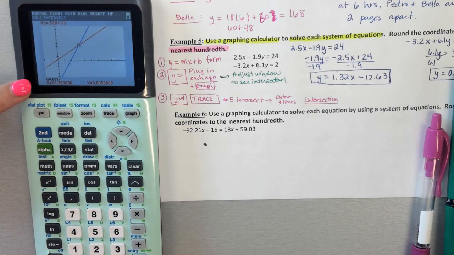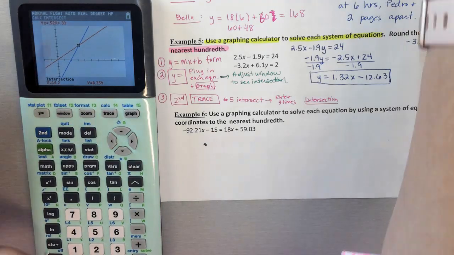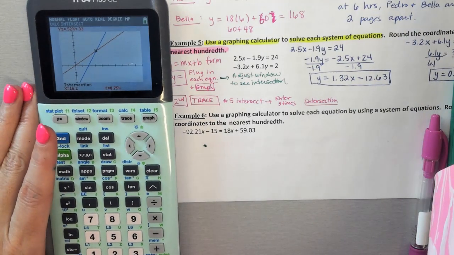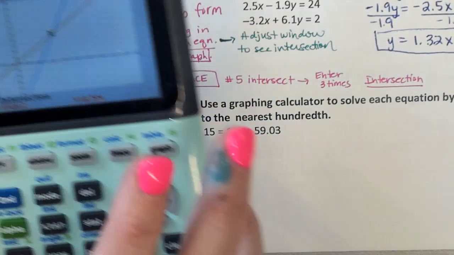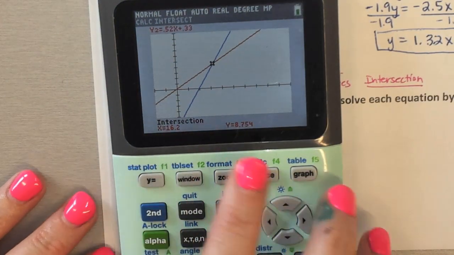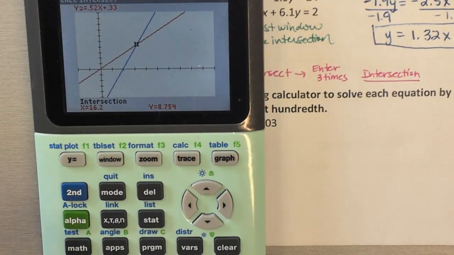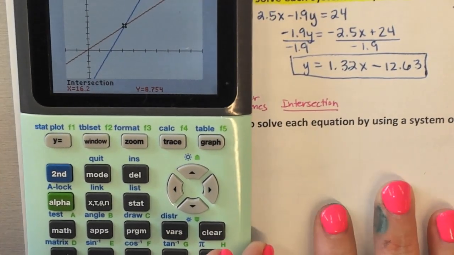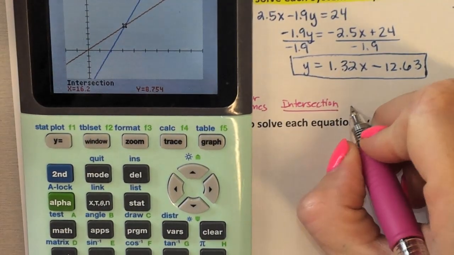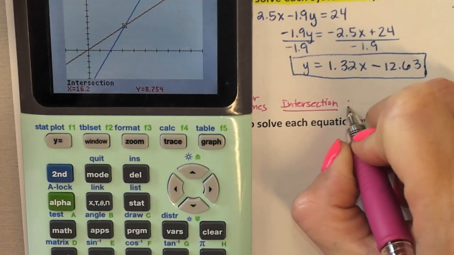And then it's going to say guess, and we're going to press enter. So see how we press enter 3 times? Once you get it on that point, you can do enter 3 times, and then see this word here. I'm going to zoom in. It says intersection right on there. So the intersection is going to be your solution. The intersection is your solution.